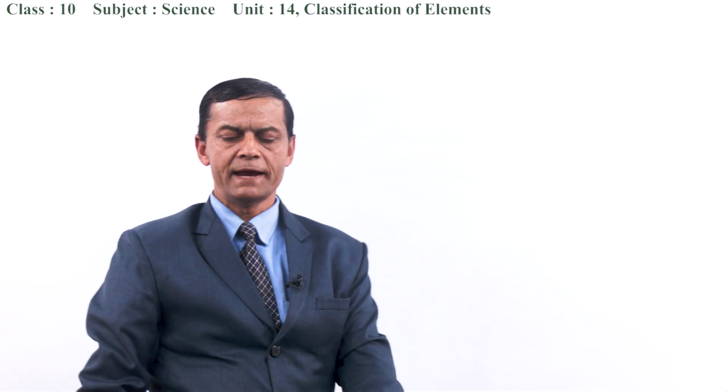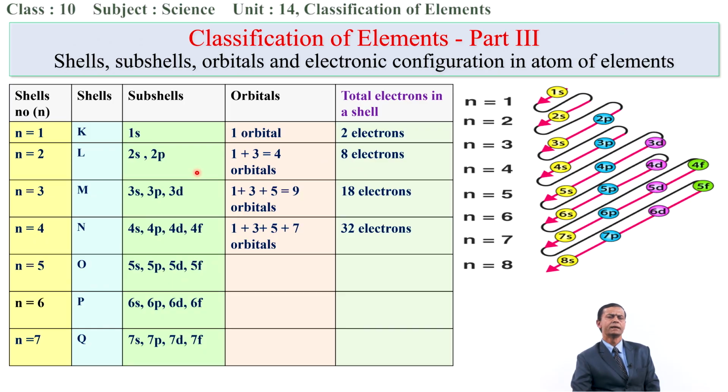Now let's revise it, dear students. See here, the shells are K, L, M, N, O, P, Q. How many shells? There are 7 shells. The shells are represented by a particular number, that is n equal to 1, n equal to 2, n equal to 3, n equal to 4 and so on.